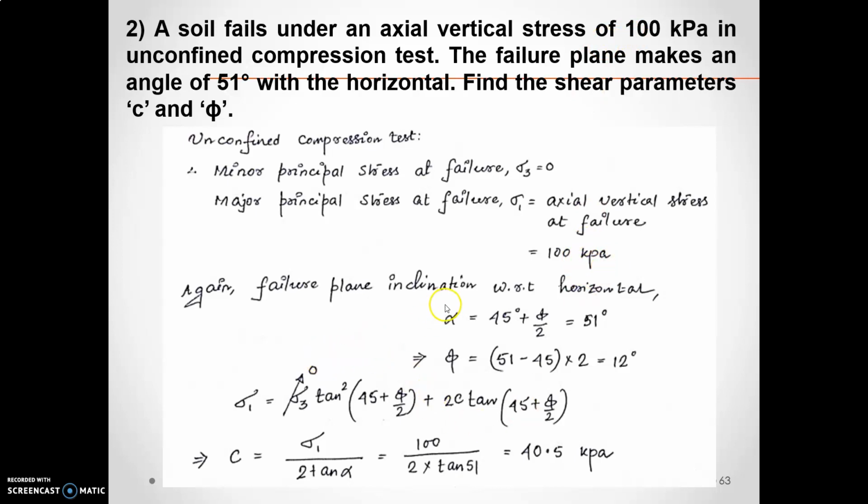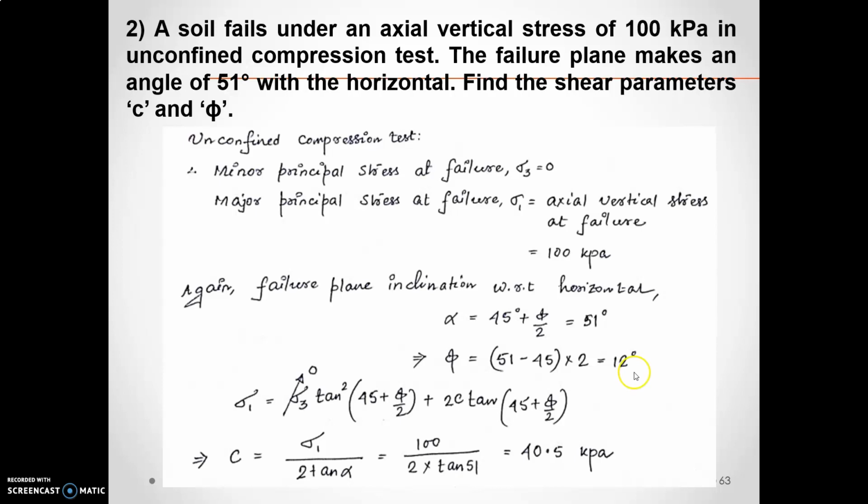So we know alpha is equal to 45 plus phi by 2. You should know this always. Alpha means the failure plane inclination with respect to horizontal. So alpha is equal to 45 plus phi by 2. It is given the failure plane makes an angle of 51 degree. So alpha is equal to 51, and 45 plus phi by 2. Okay, so you have to calculate phi. That is nothing but 51 minus 45, divided by 2, times 2. So we will get phi is equal to 12 degree.